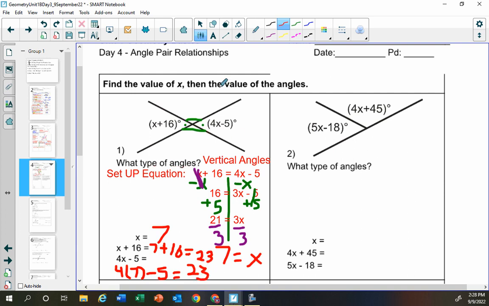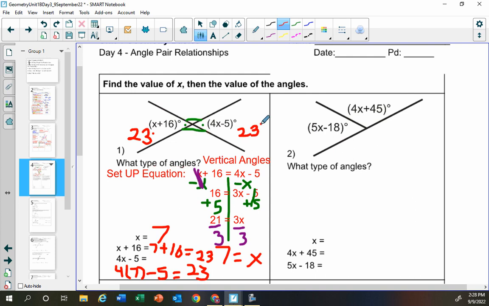All right, that's good, because in the end, they were both the same, right? So yeah, you get 23 in both cases. So yeah, x is 7, boom, 23. Boom, 23. All right. So that's the most important part. You got the same value for both angles.